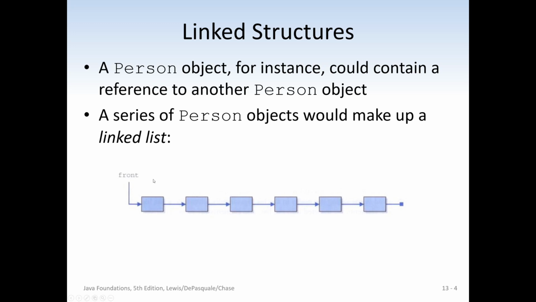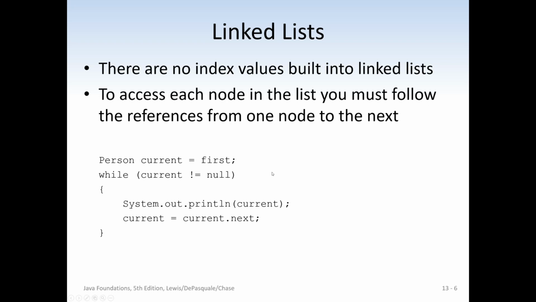So when we say current equals current dot next, that would be the value of this reference. So current would hop over to this next object, right? And then we'd say current equals current dot next again, and that would hop over to this object, and it would hop, hop, hop while current is not equal to null. When we got here, current would be equal to null, and our loop would terminate. So we would be able to loop over this list and visit all the different nodes in the list.